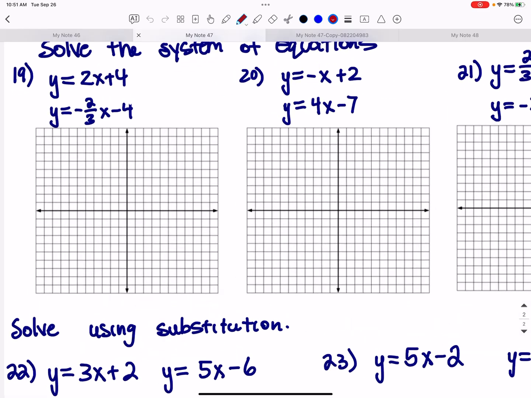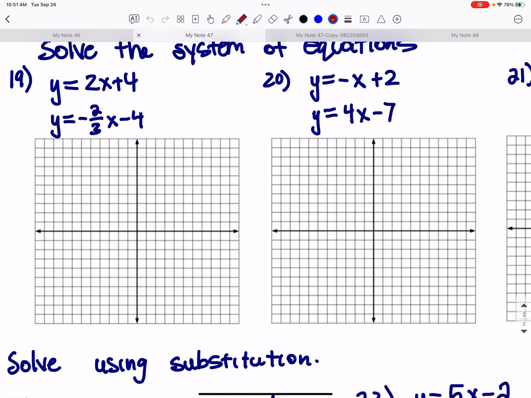All right, guys. Number 19, 2x plus 4. We start, here's our blue number. Begin on the blue at plus 4. We go up 2 over 1. Boom, boom, boom. We keep the pattern going in the other direction.